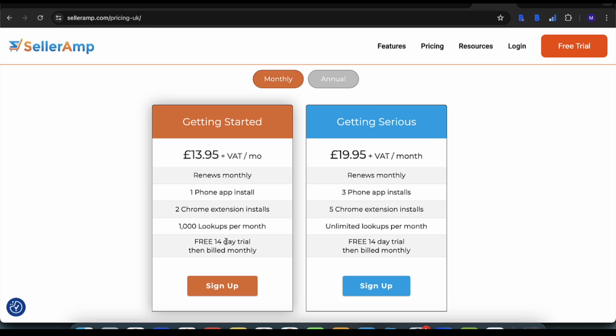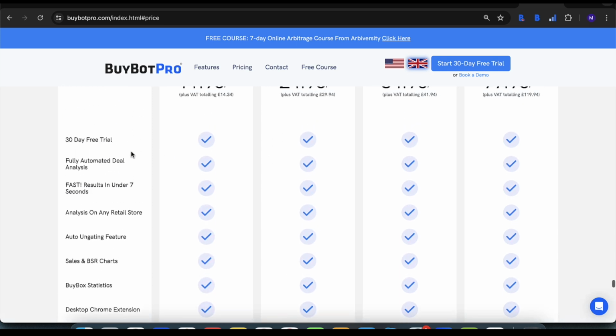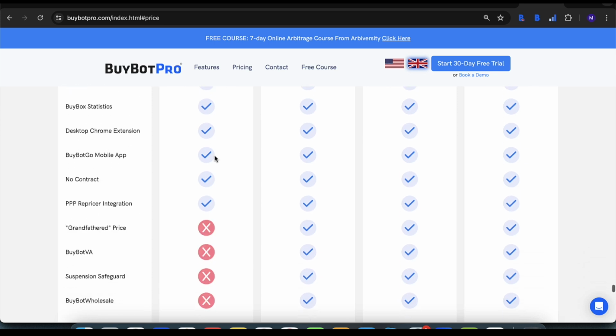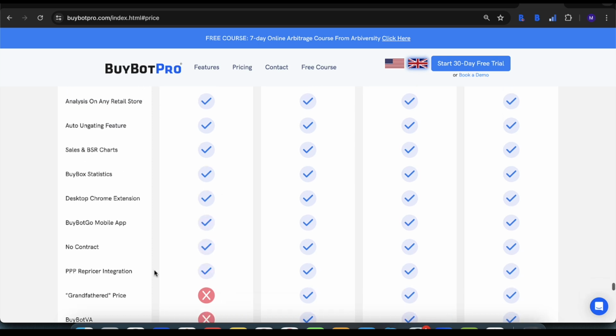And so, free 14-day trial. So you have a 14-day trial on SellerAmp, and that's regardless of whatever plan you go ahead with. With BuyBotPro, you have a 30-day trial, so you get more than double the time. Obviously, on the smaller plan, what you don't get is the virtual assistant toolbox, the suspension safeguard, which I'll talk to you about in a minute, and BuyBot wholesale, and that's just on the smallest plan.